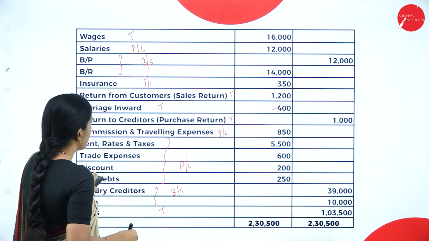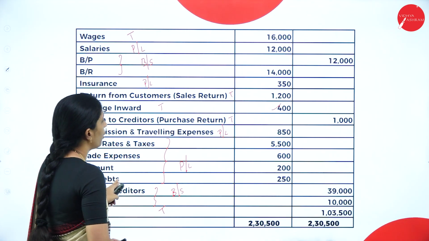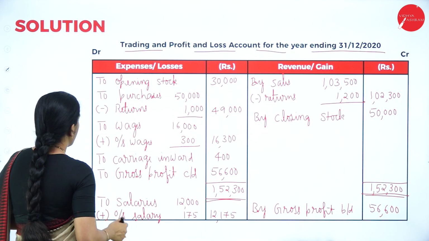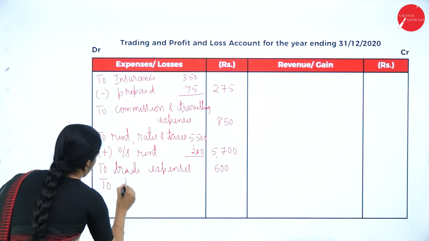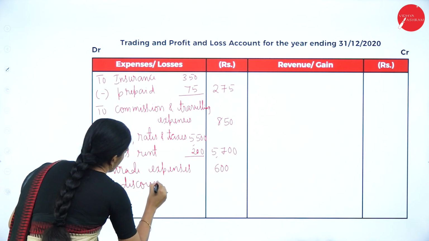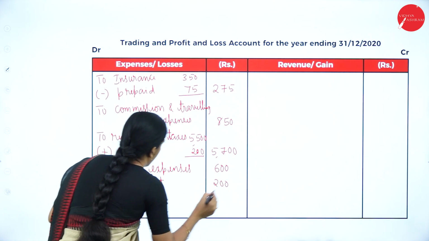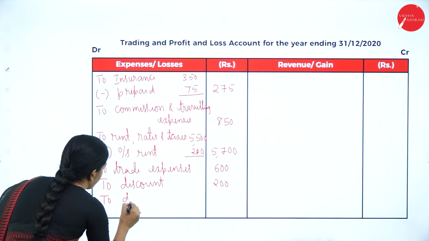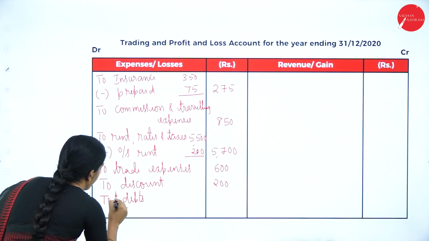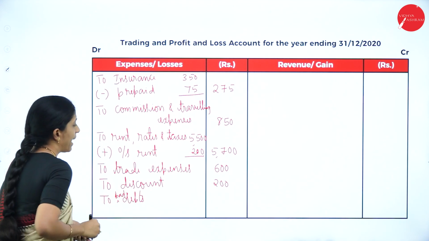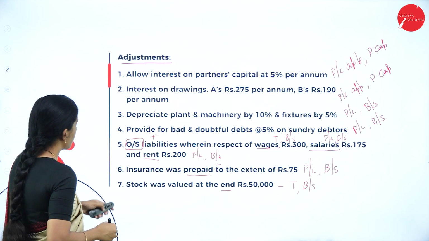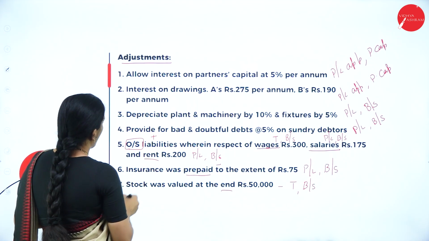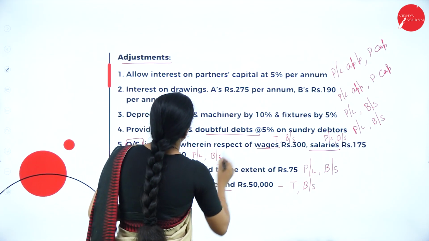After this, discount. So we have a discount of 200 and bad debts 250. So how do you write? To discount 200, and bad debts we have a provision. So how do you write? To bad debts. And the amount is how much? Bad debts 250, and we have a provision for bad debts, correct?